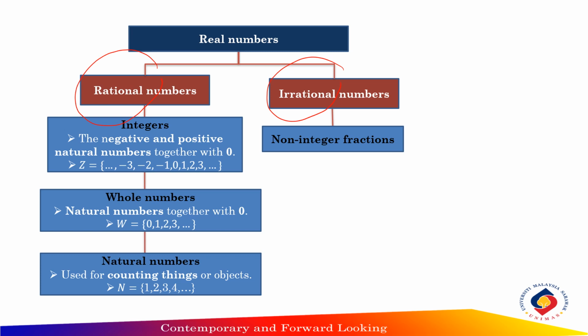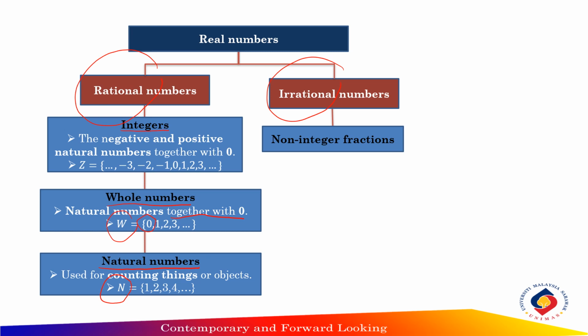So the first one, natural numbers. It is used for counting things or objects. It is denoted by capital N. For example, 1, 2, 3, 4, 5, and so on. And then the second one, whole numbers. It is natural numbers together with 0. So natural numbers 1, 2, 3, 4, 5, and so on. Whole numbers also include 0. And it is denoted by capital W.